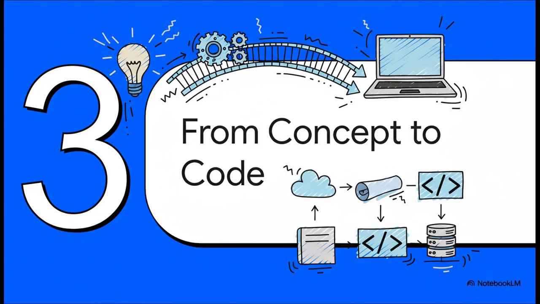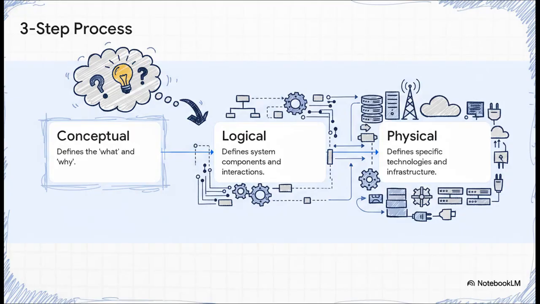Okay, so we know who they are, we know where they fit, but what do they actually do? How do they take a business idea and turn it into something real, something that developers can actually code? Well, according to a guide from MITRE, it's this really clear 3-step process. First, they start at the conceptual level. This is all about defining the what and the why. What are we building and why are we building it? Then they move to the logical level, where they map out all the different system components and how they're going to talk to each other.